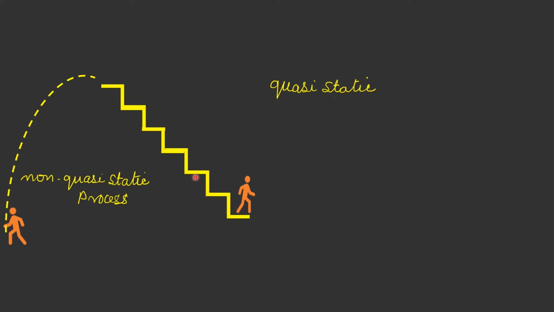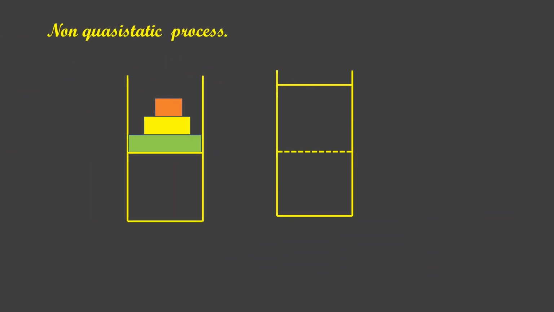Each step in the staircase can be compared to the various stages, that is stage 1, 2, 3 and so on in the thermodynamic process. I hope it is clear. Now we will discuss an experiment to understand non-quasi-static process.